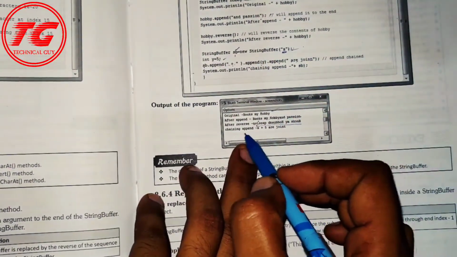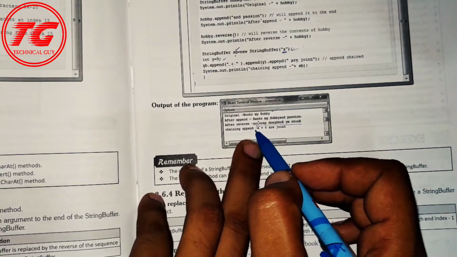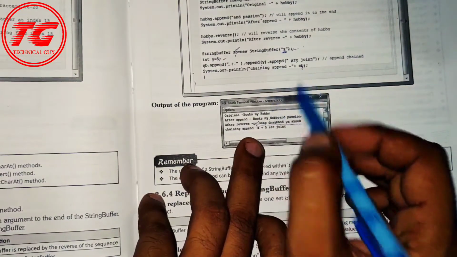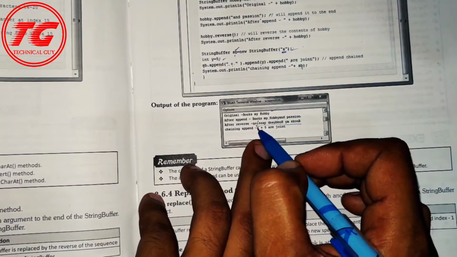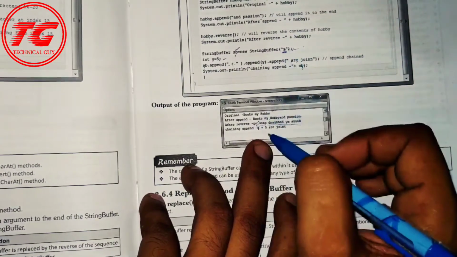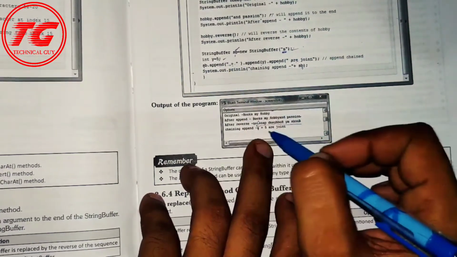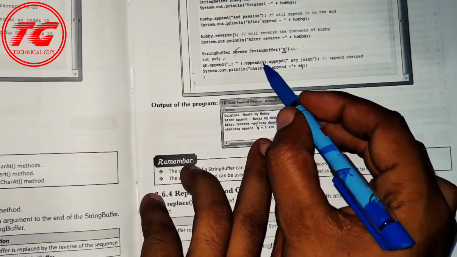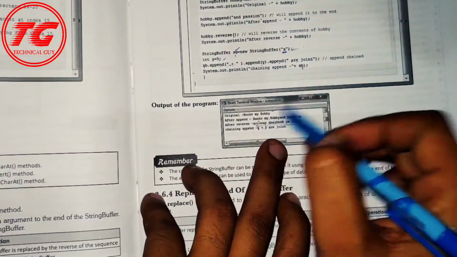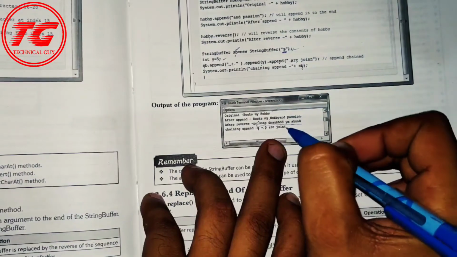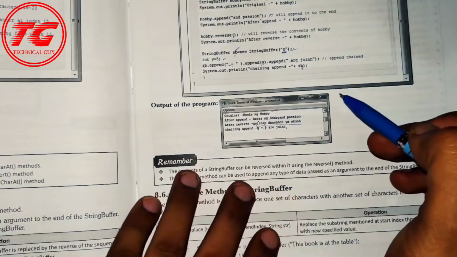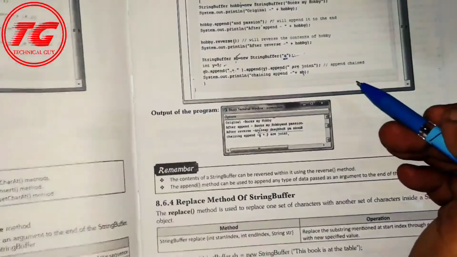So here you can see chaining is applied. SB1 is printed, and the content is X. X is the original content, then the plus sign is added, then append Y is added, Y's value is 5, and then R joint is added in the end. So this is the append method of string buffer.